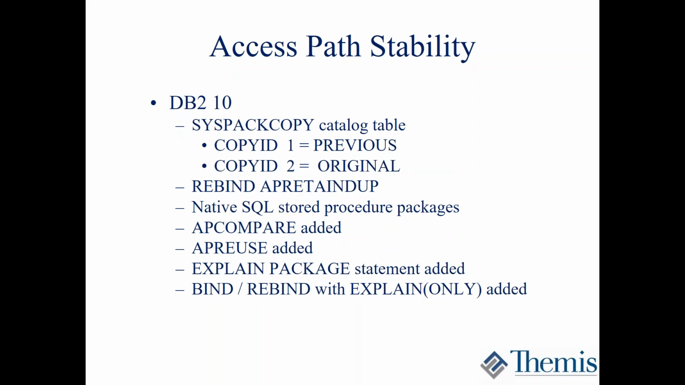DB2 10 came along and added some additional bind options. The two big ones are called APCOMPARE and APREUSE. We also got catalog support for the stuff that came in version 9. One of the problems of plan management in DB2 9 was that I have all these extra copies of the package, but I couldn't really see any of them. I could only see the current one in the catalog. So we got a new catalog table in version 10 called SYSPACKCOPY. If you look out there, you'll see all these inactive copies of packages that are not currently being used, but are available in case you want to go back to them.